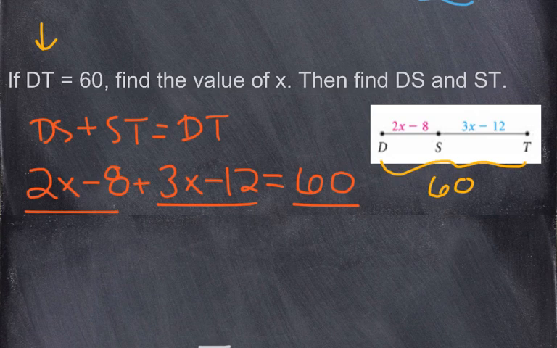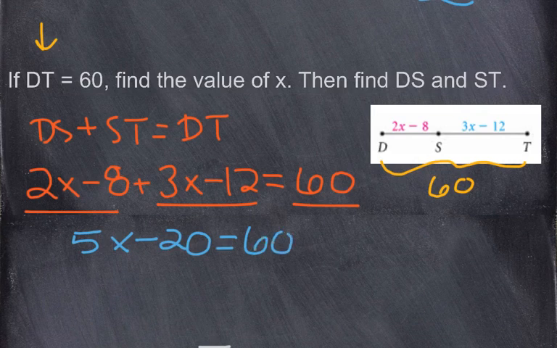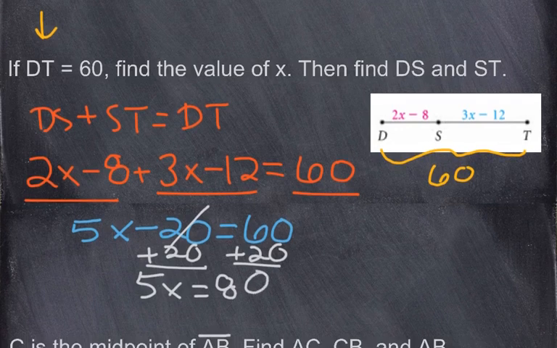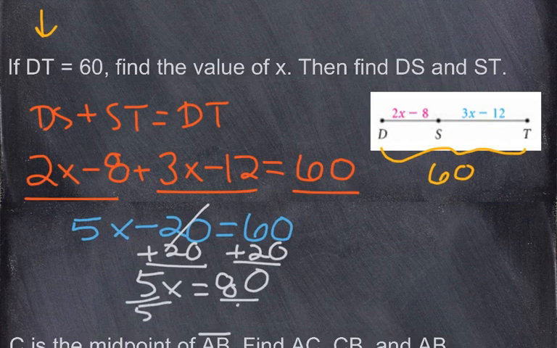Well, from here we can just combine like terms. So we have 2x plus 3x is 5x. Negative 8 minus 12 more is negative 20. And that's equal to 60. And here it's just regular algebra steps from this point on. So we're going to add 20 to both sides to get x by itself. You want to isolate the variable. So we have 5x is equal to 80. And our last step there is to divide by 5. Okay? So we have x is equal to 16.